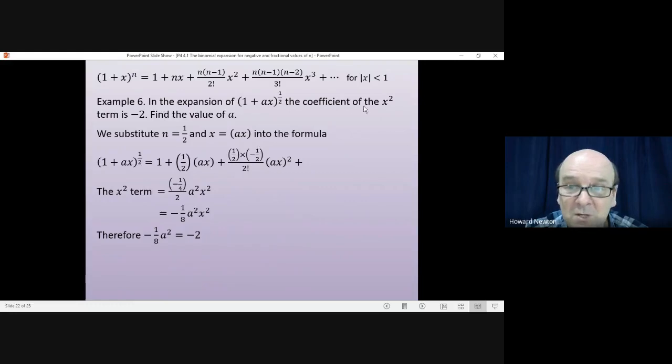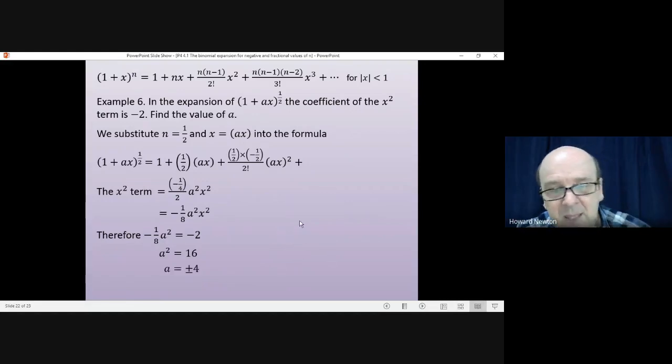Well, we're told in the question that the coefficient of the x squared term is minus 2. That means that this coefficient here, minus 1/8 a squared, must equal minus 2. That means that a squared is equal to 16. That means that a could equal plus or minus 4.